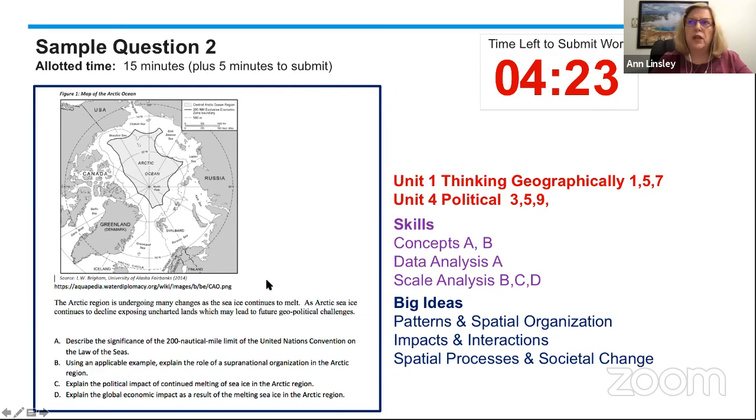You won't have color images. Everything will be black and white grayscale. You also have a prompt. Your prompt in here does tell you that as Arctic sea ice continues to decline, exposing uncharted lands, which may lead to future geopolitical challenges. I encourage you to remember that, because then we have down here, explain the political impact of continued melting of sea ice in the Arctic region.